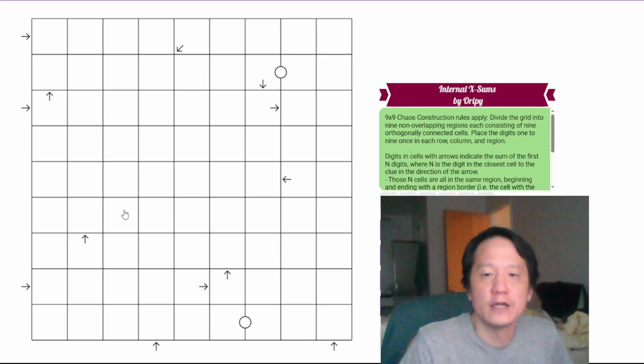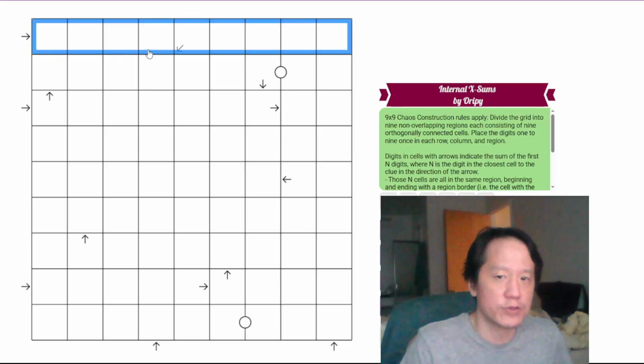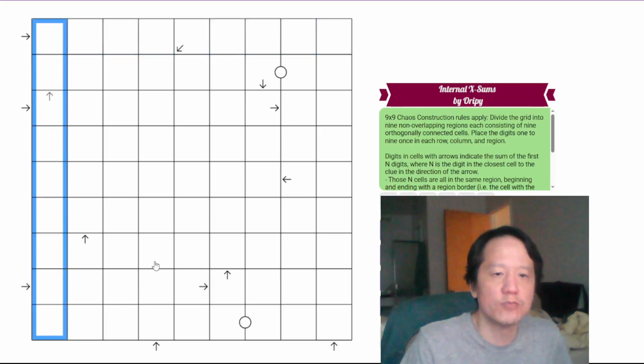9 by 9 chaos construction rules apply. Divide the grid into 9 non-overlapping regions, each consisting of 9 orthogonally connected cells. Place the digits 1 to 9 once each in every row, column, and region.